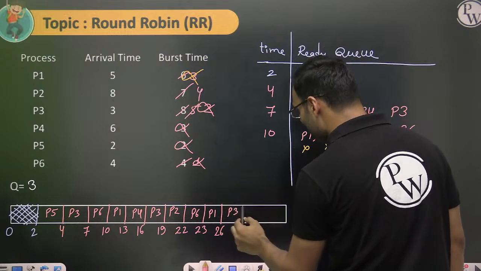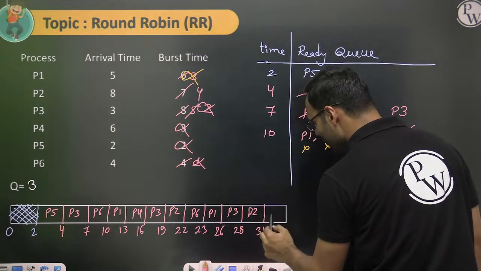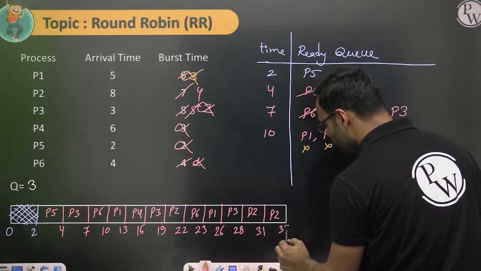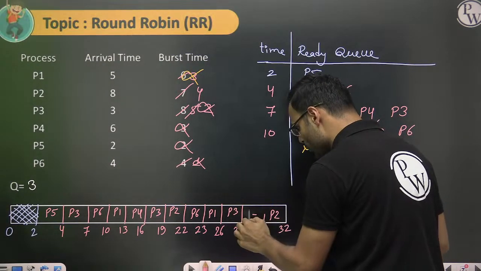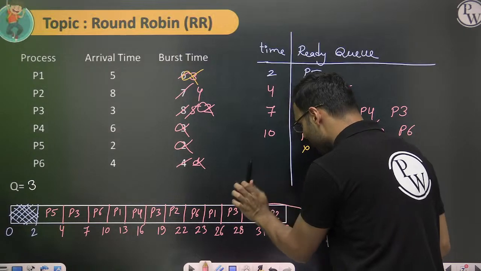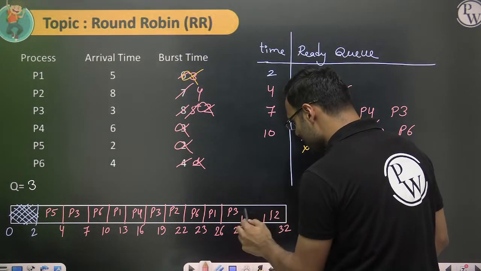P2 remaining for 4 time unit. So I'll run P2 first for 3 time unit, 31, and then again for 1 time unit, 32. You will have to write this P2 2 times like this only. That is why I have given P2's running time little extra so that you guys can understand this concept also.